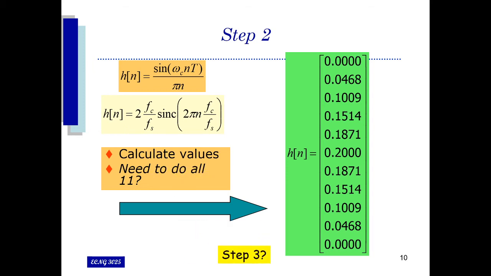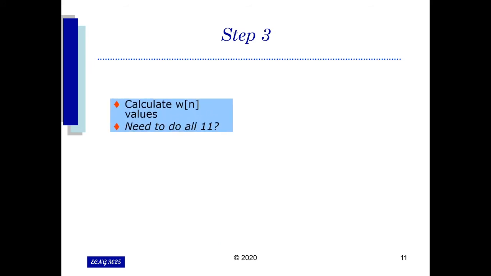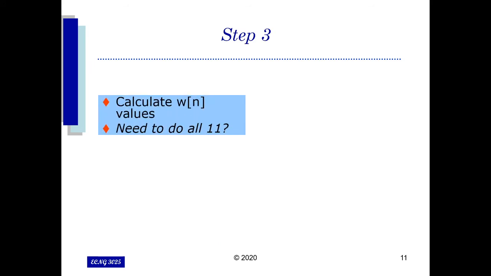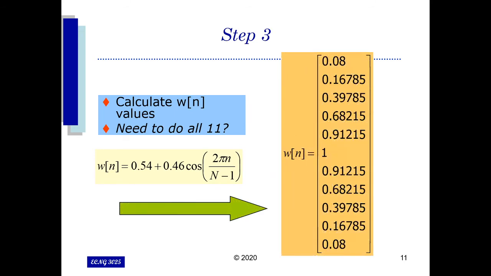Step 3 would be that we have the w of n equation that was given to us, and we calculate w of n for all the n indices, being from n equal to -5 to +5. Similarly to h of n, we don't have to do all the values. We just do from -5 to 0, and then we reflect the values accordingly. So for illustration purposes, remember, -1 and +1 will have the same values, -2 and +2 will have the same values, and so forth as we keep on going.